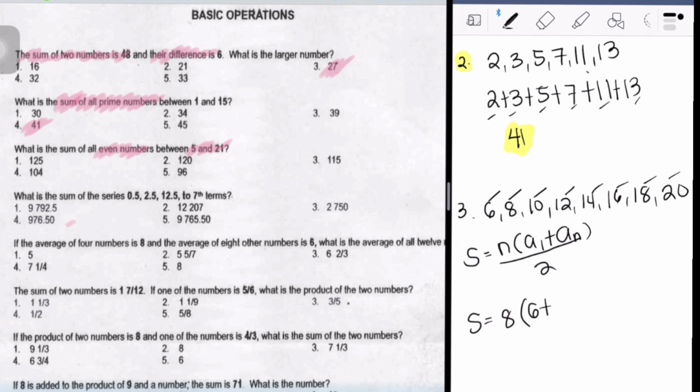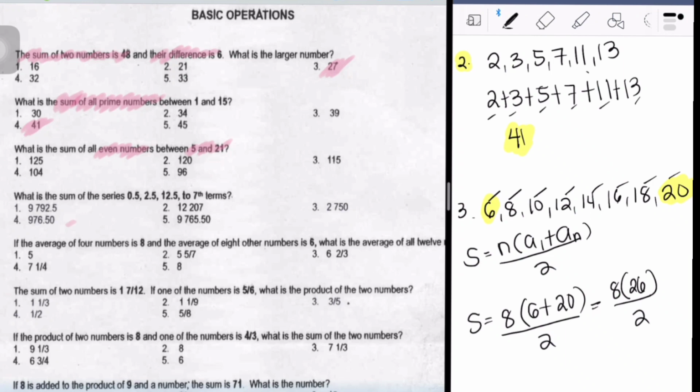Plus, yung ating last term is 20. So this is our first term and this is our last term. That is your A sub N. So that is now 20. Okay, divide it by 2. So from here, makita na natin yung magiging sagot natin, no? So simplify lang natin yung equation. We have 8 multiply to 6 plus 20, so that's 26 all over 2.